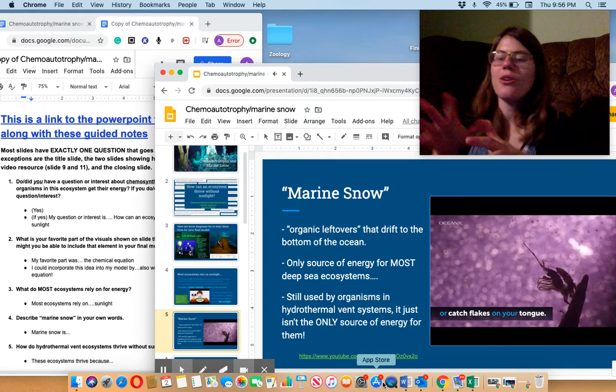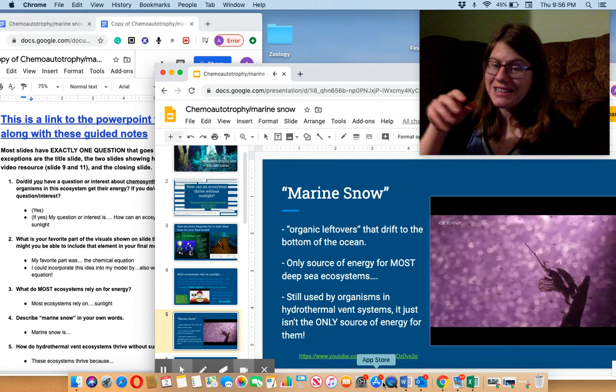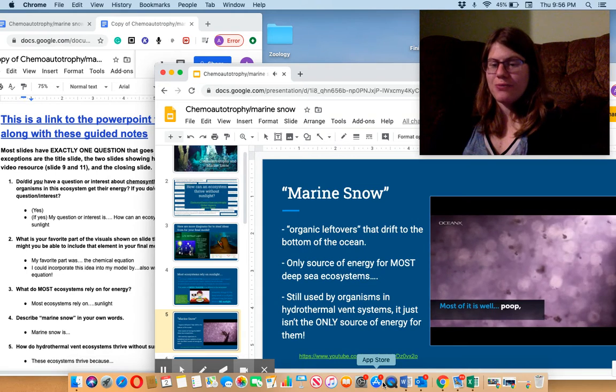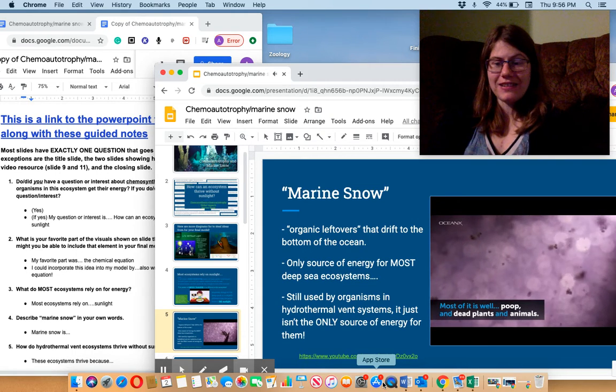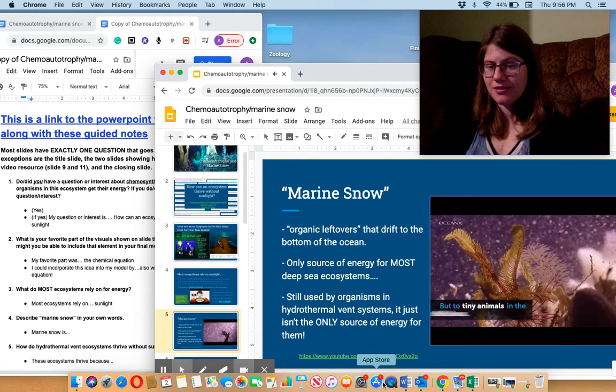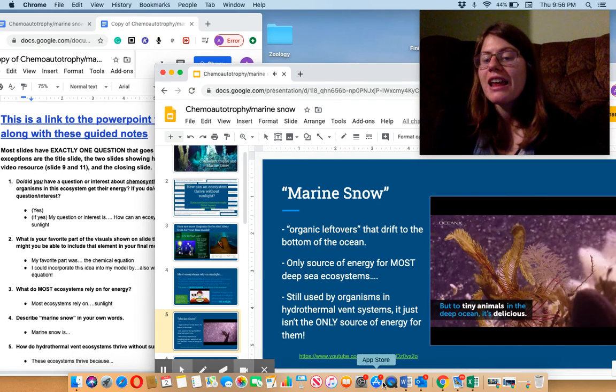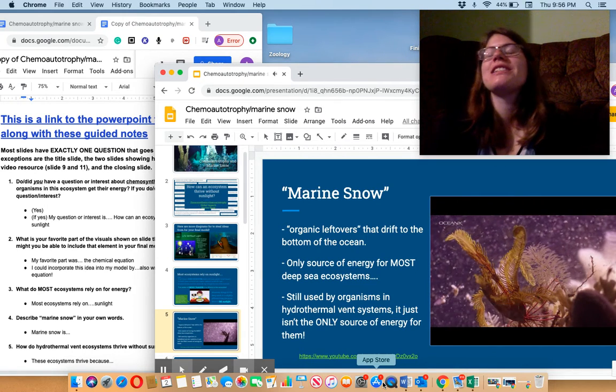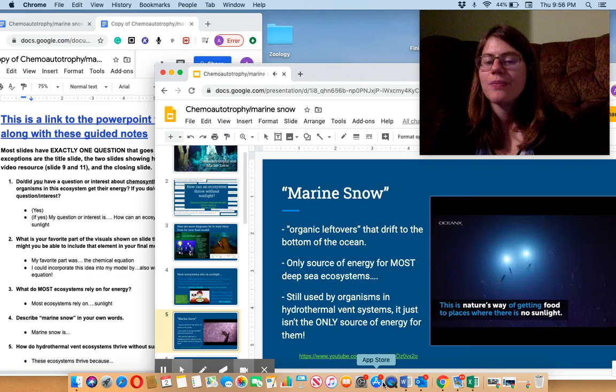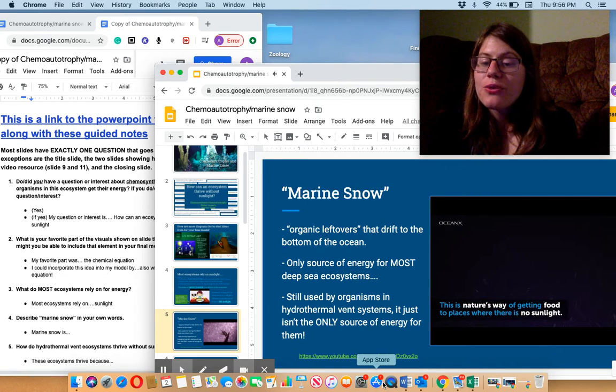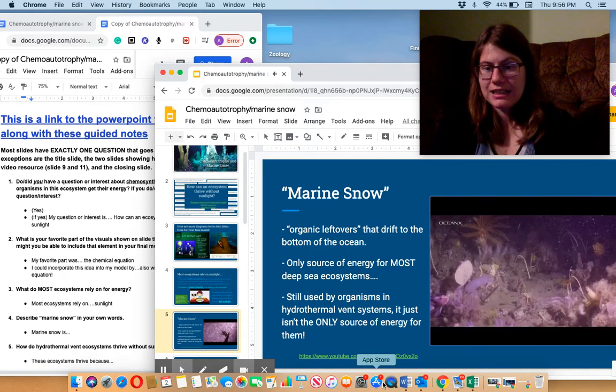So you don't want to catch flakes of marine snow on your tongue because, well, most of it is the poop and dead plants and animals. But to tiny animals in the deep ocean, it is delicious. This is nature's way of getting food to the places where there is no sunlight.